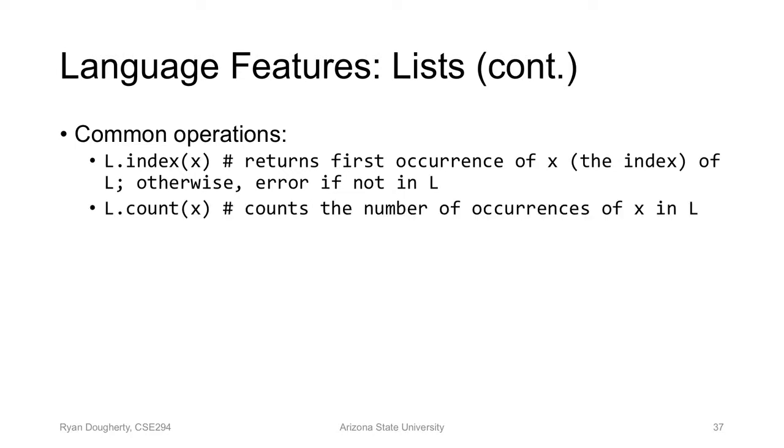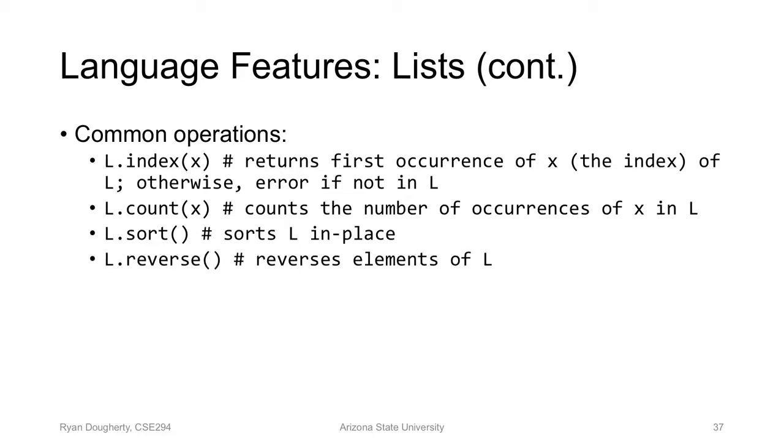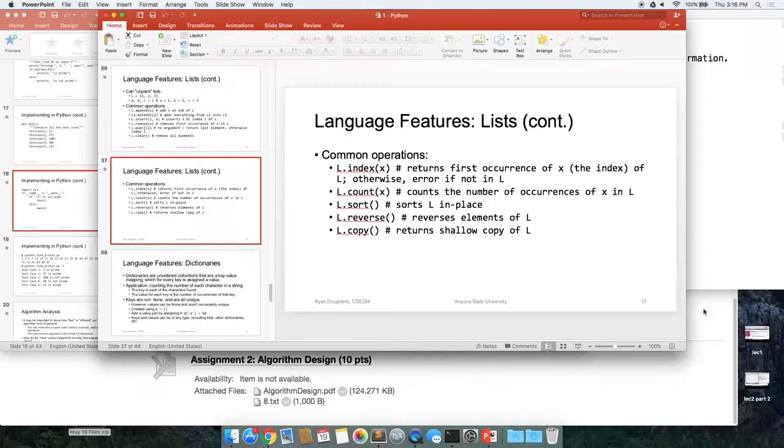L.count, so here's another cool one. It'll count the number of occurrences of x in L, which is quite useful if you have a really long list and you don't want to create a for loop and all that. You just want one particular method that does it, and count does that for you. L.sort does a sort in place. L.reverse, I think it reverses in place.